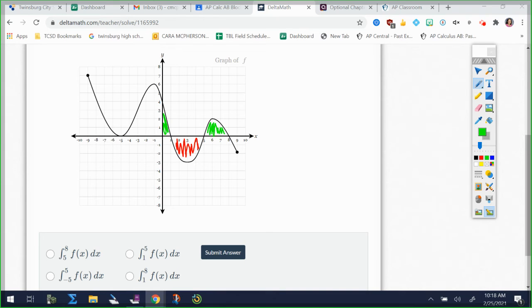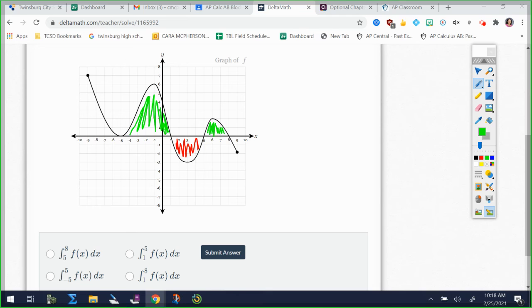Then negative 5 to 5. So negative 5 to 5 has all of this, but then all this negative stuff. And then finally 1 to 8. 1 to 8 has more negative than positive. All right, so let's see. I'm trying to figure out the difference for negative 5 to 5. Maybe I will start counting squares. 1, 2, 3, 4, 5, 6, 7, 8, 9, 10, 11, 12, 13, 14, 15, 16, 17, 18, somewhere around 20 is my guess.